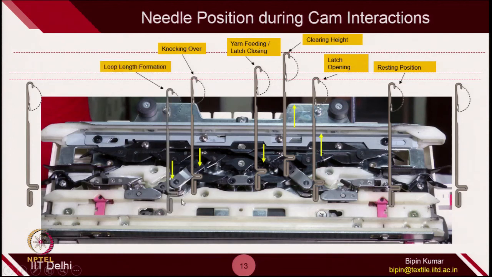After that it reaches further down, and because of that it creates sufficient length of loop because it is pulling the yarn. Once sufficient length of yarn is there, it helps to create the loop length. After that the job is done, and the up throw cam helps these needles go back to their resting position and rest once they come out from the cam jacket.